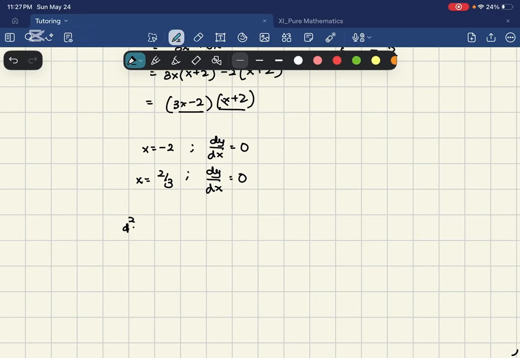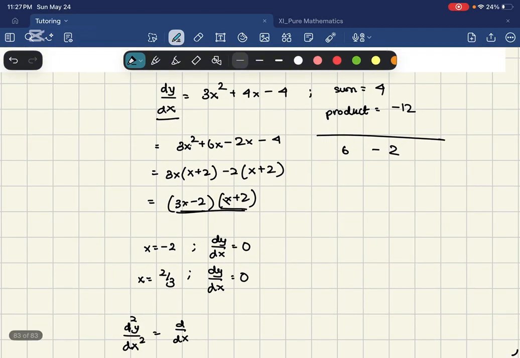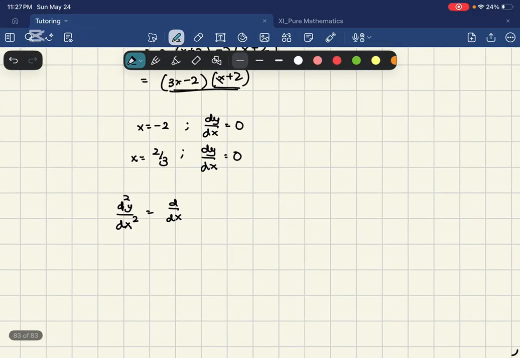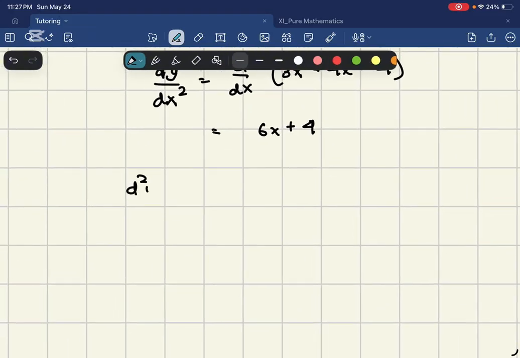Alright, at these values. So d squared y by dx squared is just d by dx. Now don't use this expression. If you use this expression, you will have to use the product rule or you have to expand it out. Let's just use this expression. That is what's dy by dx. That is easier to work with, right? 3x squared plus 4x minus 4. And if you differentiate, you're going to get 6x plus 4. And now you substitute negative 2, right? So d squared y by dx squared at x is equal to negative 2 is just 6 times negative 2 plus 4. Negative 12 plus 4 is negative 8.